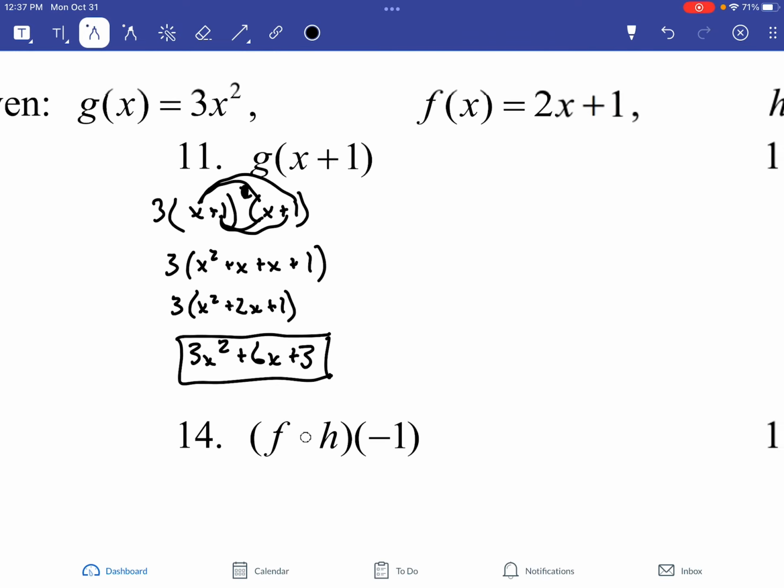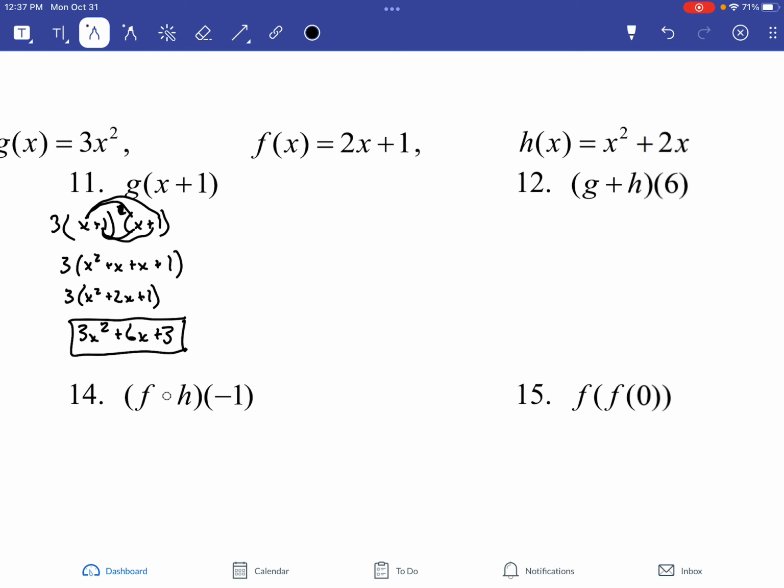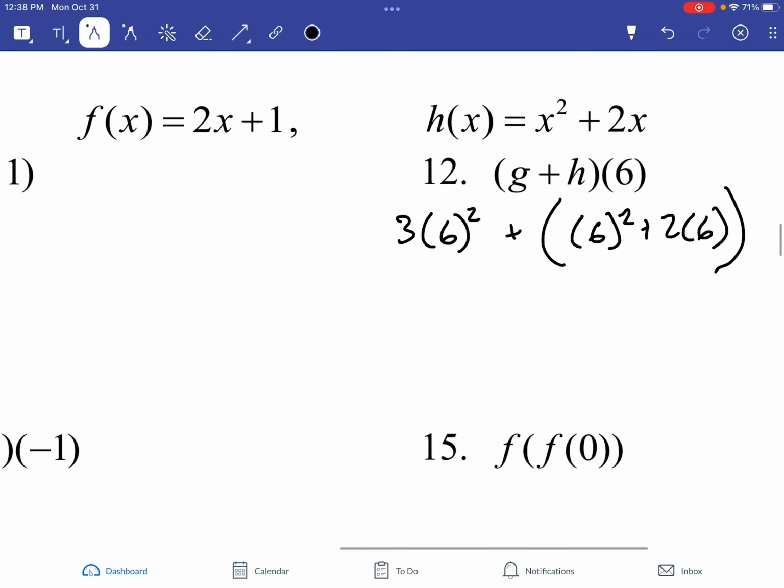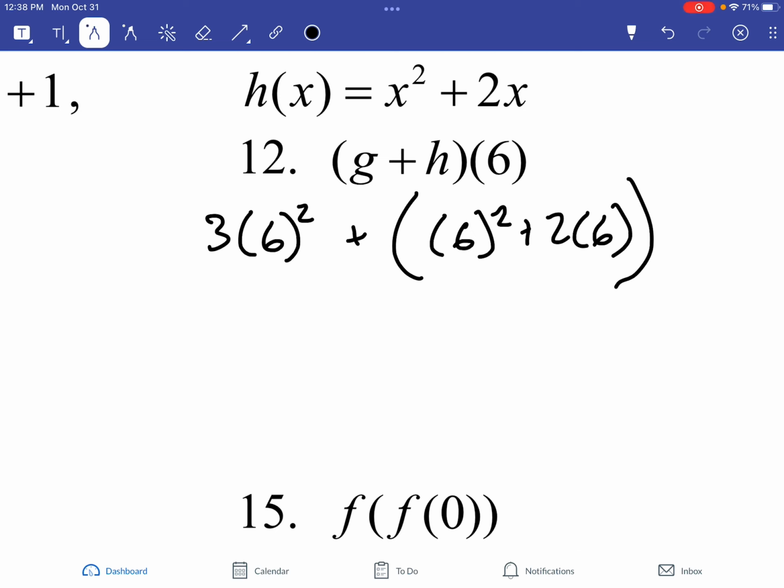G plus h of 6. So I'm putting 6 into both the g and the h function, and then I'm adding them together. So I have 3 times 6 squared. Notice I put the 6 in parentheses for the g function, plus, I'm going to put this part in parentheses as well. I have 6 squared plus 2 times 6. Okay. Putting the second part of the function in parentheses is a good idea, especially when you're going to subtract things. It causes you less problems in the future.